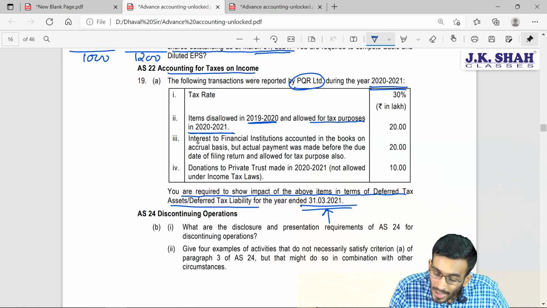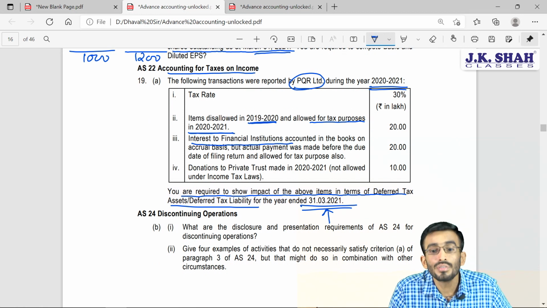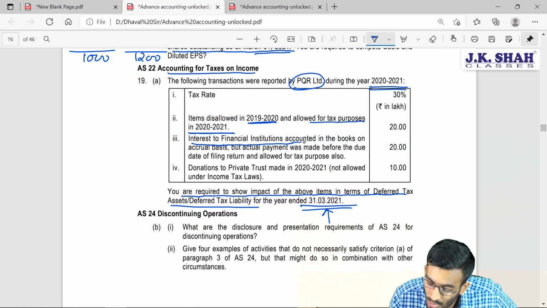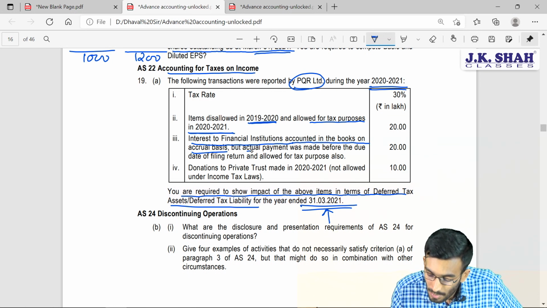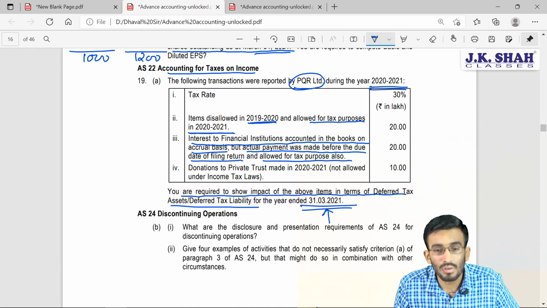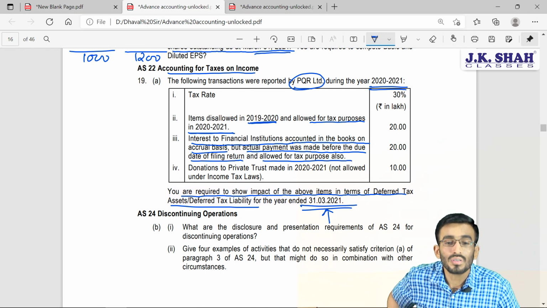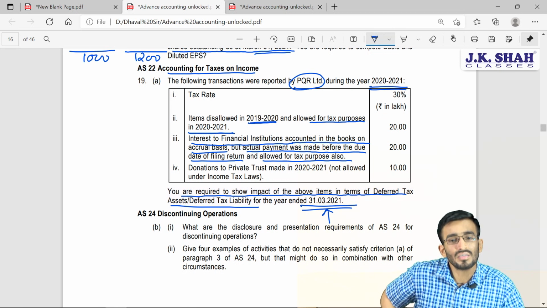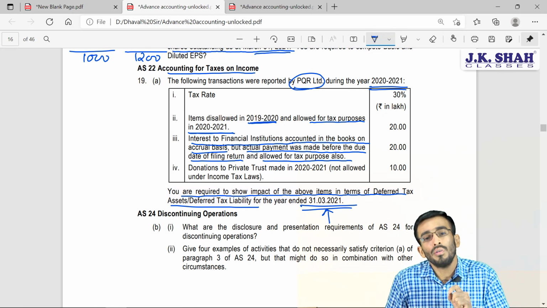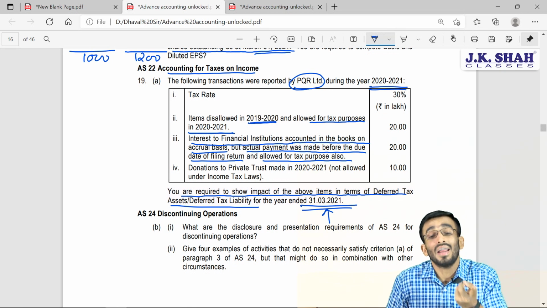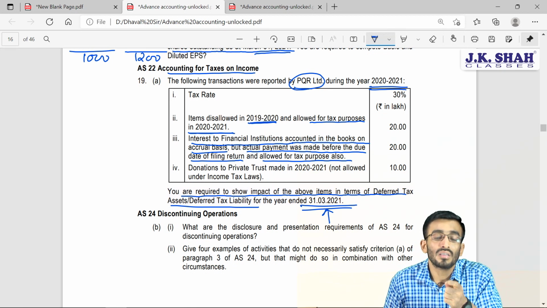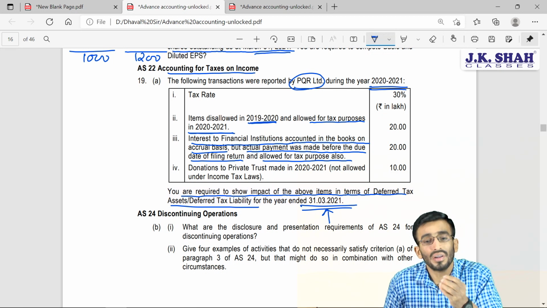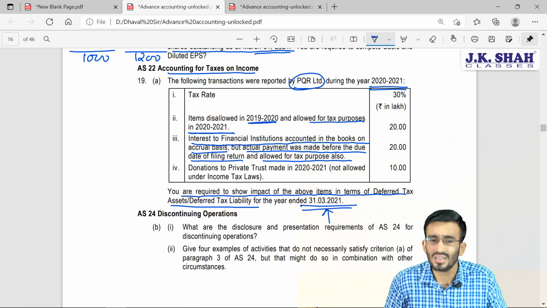Next, interest to financial institutions accounted in the books on accrual basis. But actual payment was made before the due date of filing return and allowed for tax purpose also. So in books of accounts, interest to financial institutions is accounted on accrual basis, but in taxation we give deduction, or I can say it is allowable expenditure, only if it is paid. So if it is paid, we give deduction of the same interest.